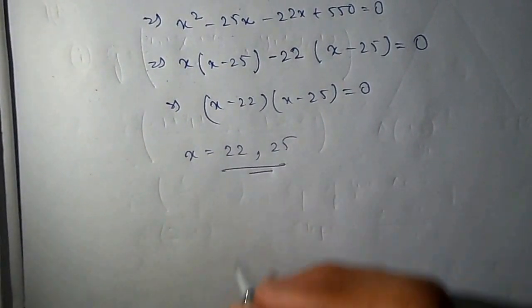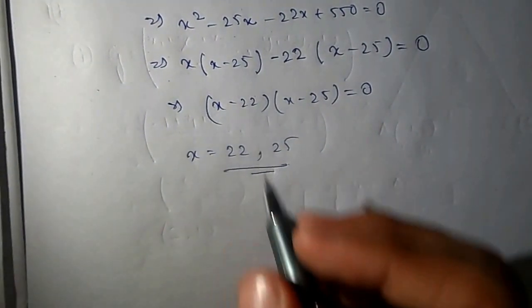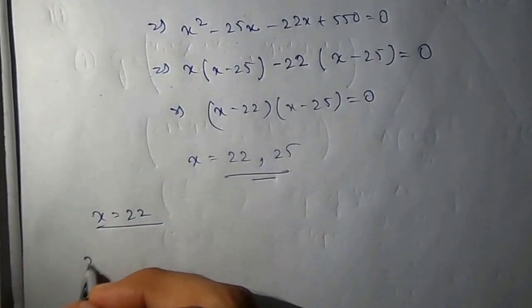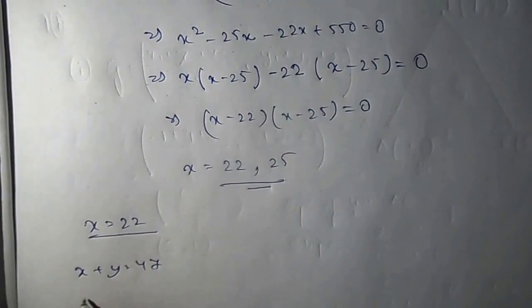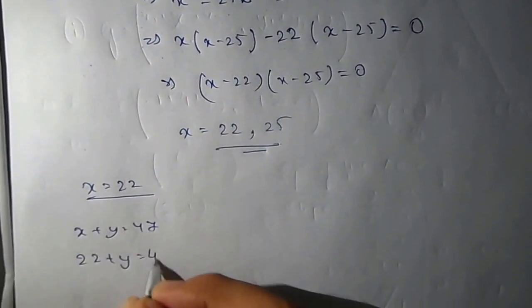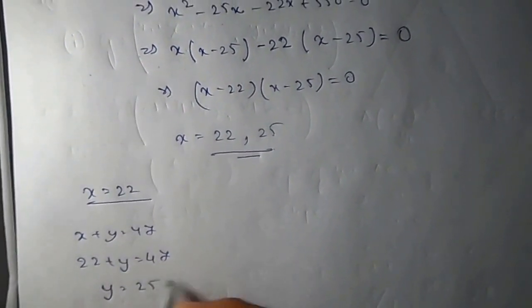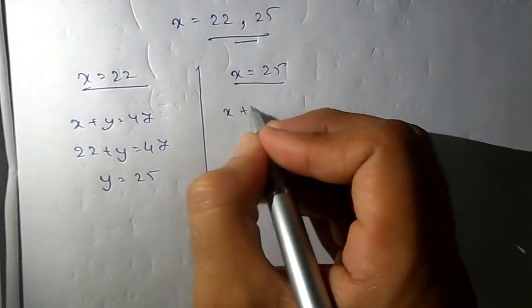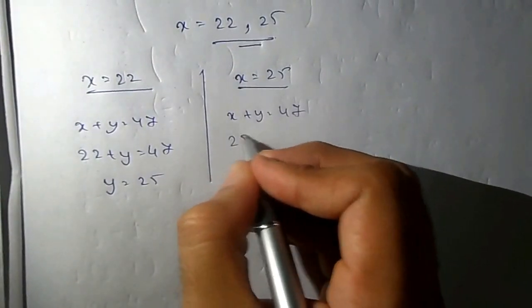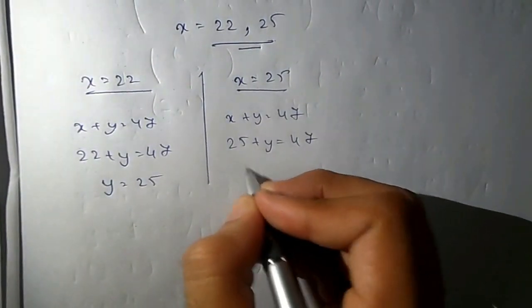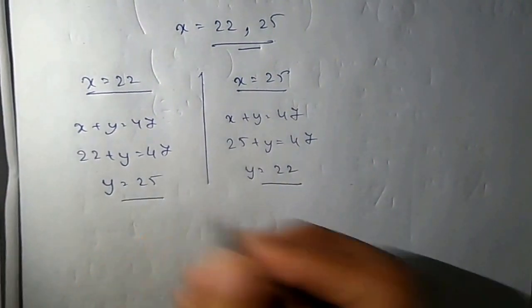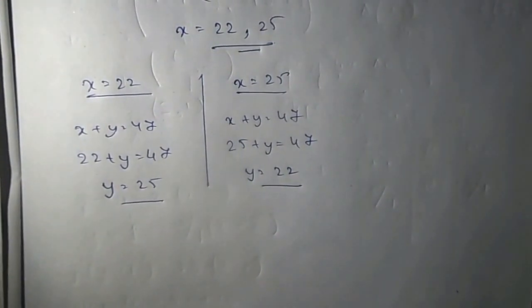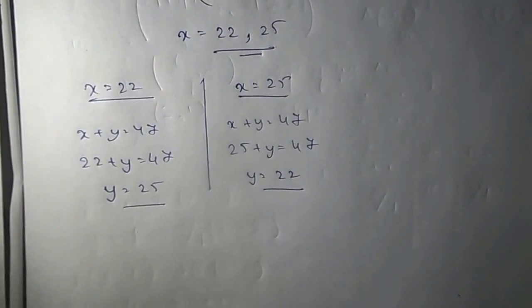Both of these are the answer, but you can calculate y respectively for both of them. For x equals 22, x plus y equals 47, 22 plus y equals 47, y equals 25. Now for x equals 25, 25 plus y equals 47, y will be 22. So their ages are 25 and 22. We do not know the specific ages of each, but they are 25 and 22. So that is your answer.